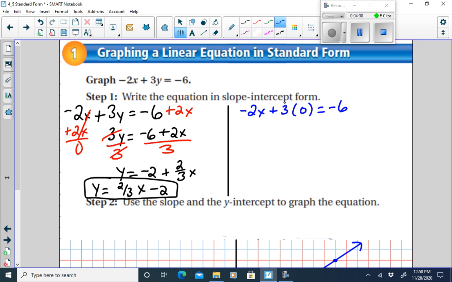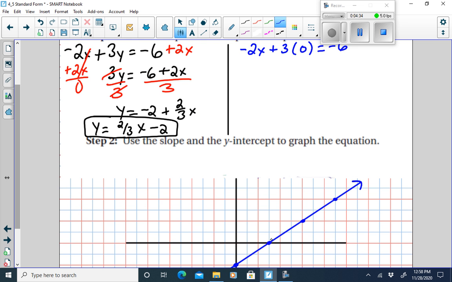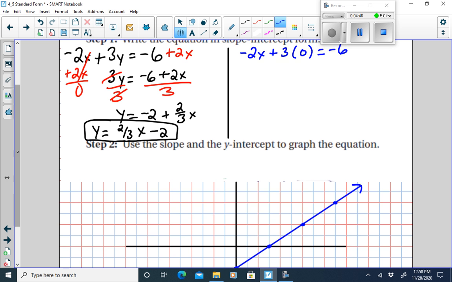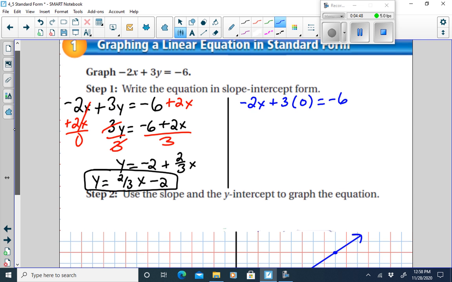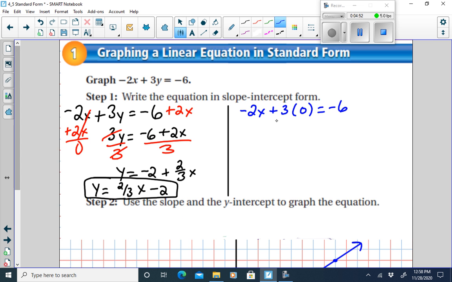And let's think about that for a second. Because if we look at the x-axis, what is the value of y anywhere along the x-axis? Well, the value of y anywhere along the x-axis is going to be 0, right? Because at any point on the x-axis, the y value is 0. So we find that x-intercept by replacing y with 0 and solving for x, all right? So when we do that, we wind up with negative 2 times x is equal to negative 6, right? Because 3 times 0 is 0.